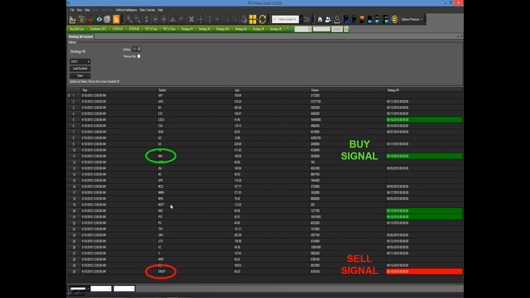and in about less than a minute or two, after you choose which market you want to scan and the strategy 5's already been chosen for you, you'll see green horizontal bars and red horizontal bars. Those are just the buy signals, the corresponding stocks, and the sell signals. It's that simple, okay? And remember, we provide you with the symbol list.